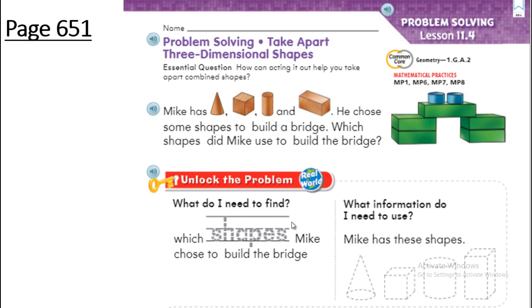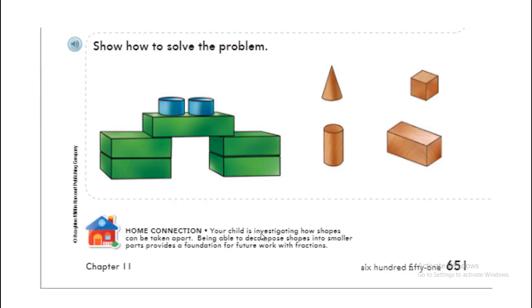So first, what is the information that we have? Well, we have that Mike has 4 shapes and that he used some of them, not all of them. So what information do I need to use? That Mike has these shapes: a cone, a cube, a cylinder, and a rectangular prism. But what is the question that I need to find? What do I need to find? Which shapes Mike chose to build the bridge. Which shape he used?